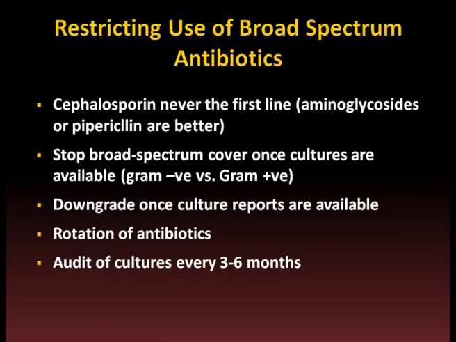Stop the broad spectrum. Even if you start a broad spectrum antibiotic, stop the broad spectrum cover once your cultures are available, and if you have a narrow spectrum antibiotic, choose the narrow spectrum over the broad spectrum. In gram negatives, aminoglycoside and piperacillin are good, and in gram positives, cloxacillin is good. Downgrade the antibiotics once the culture reports are available, and auditing of cultures every 3 to 6 months would help us in choosing the right empiric antibiotic.